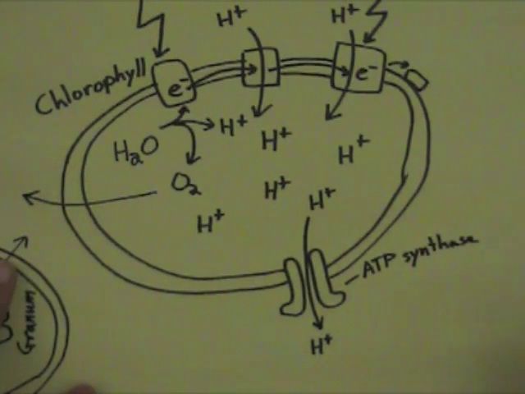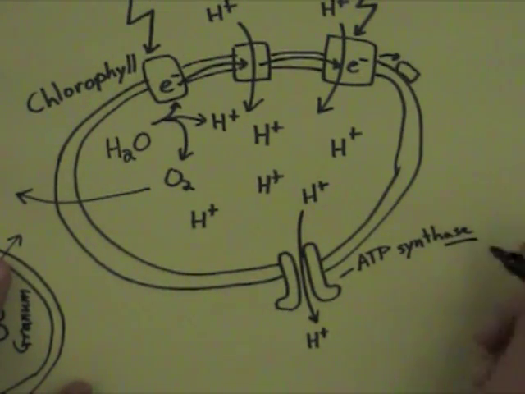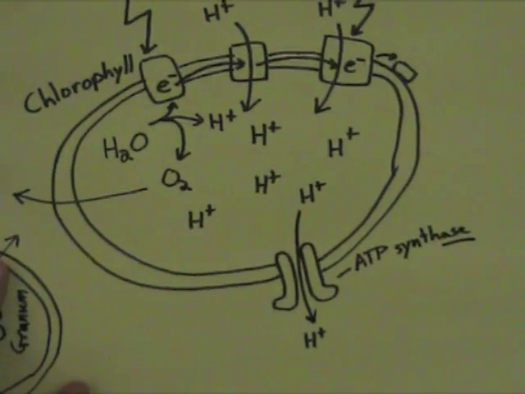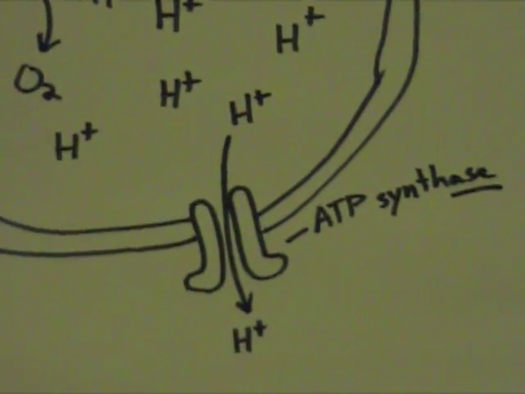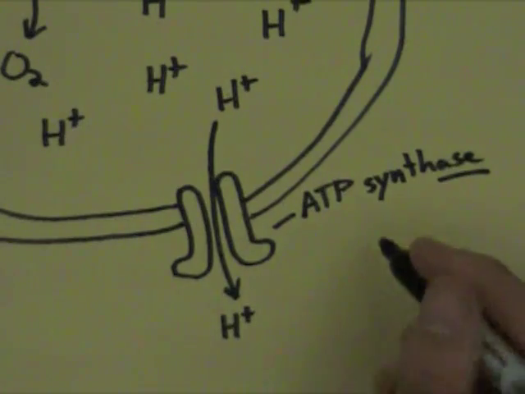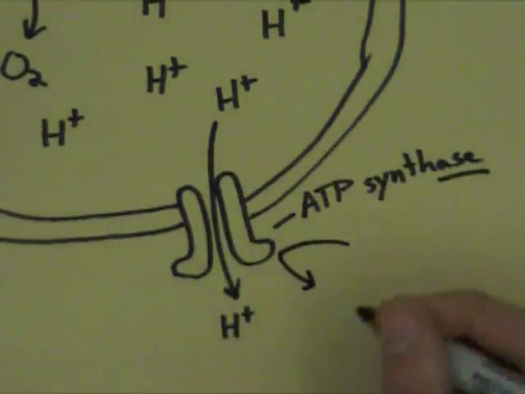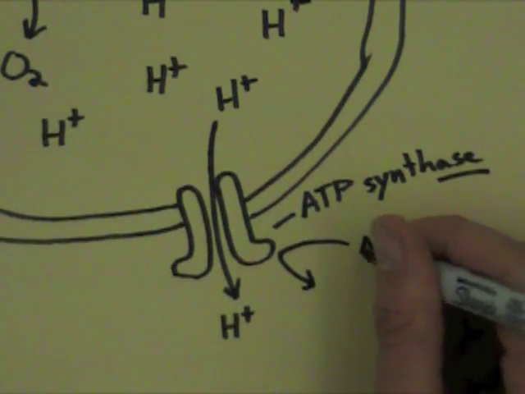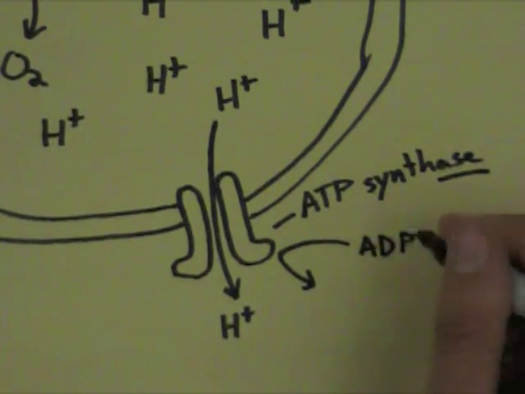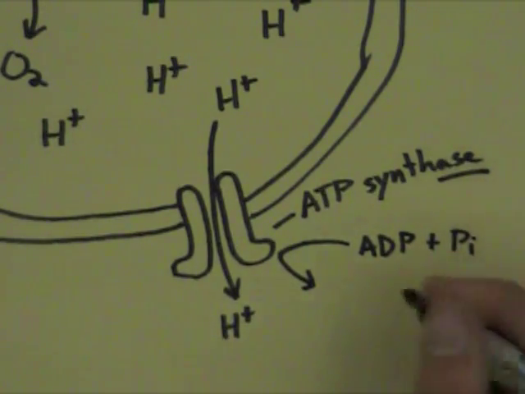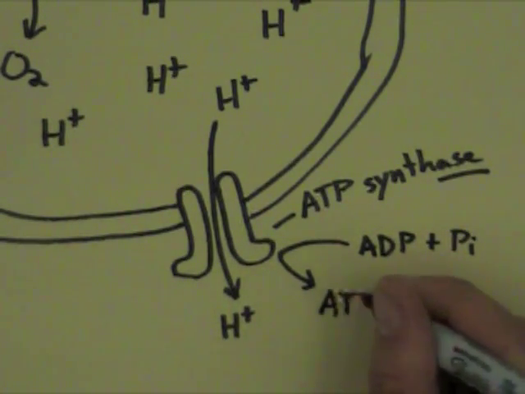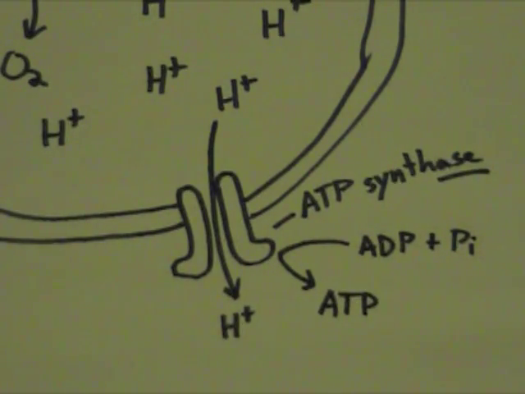It's a very special enzyme. We know that it's an enzyme because it's got the letters ASE on the end. ATP synthase uses the energy from the hydrogen ions moving across the membrane to convert ADP, adenosine diphosphate, and inorganic phosphate ions into ATP, which the cell needs for energy.